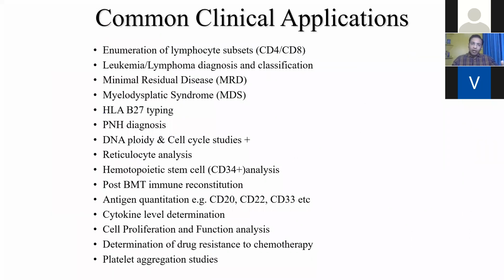Now this is a list of all common applications. I need not go through all of them, but what we commonly use, apart from CD4 counting, is hematolymphoid neoplasm. Nowadays even MRD analysis is commonly used, as well as PNH diagnosis, MDS, ploidy analysis, CD34 enumeration, even antigen quantitation, and recently in the COVID situation, we have standardized the determination of interleukin 6, or cytokine level quantitation, using flow cytometry.